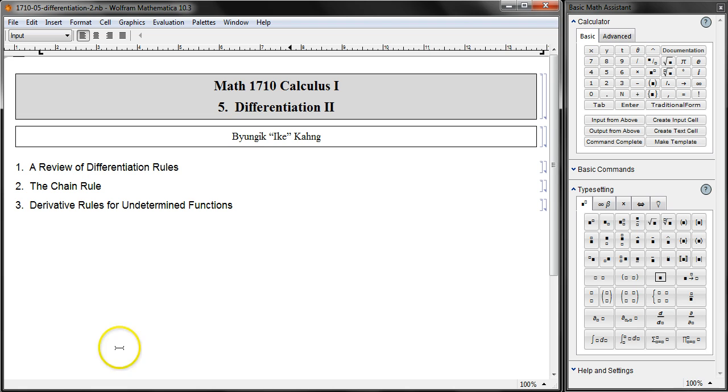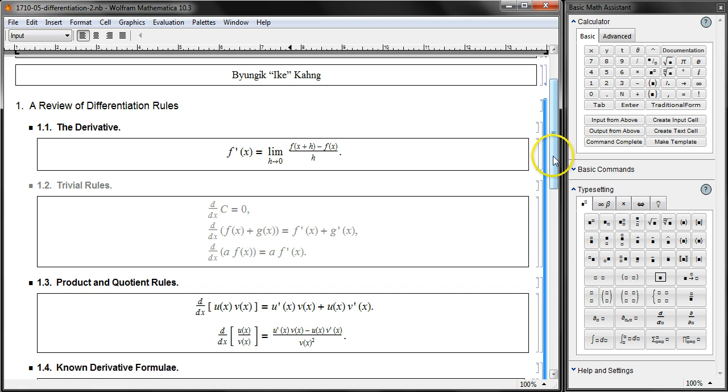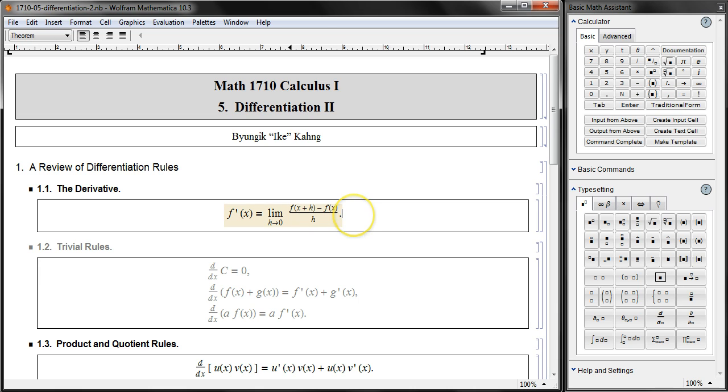Okay, here we go. Let's begin with a review. This is the definition of the derivative, the Newton quotient, f of x plus h minus f of x, which is basically rise, the difference of y coordinate, over h, which is run, the difference of x coordinate. Taking a limit, you have instantaneous rate of change, or the slope of the tangent line. Some trivial rules: the derivative of a constant is 0. Yes, the derivative of a horizontal line is 0. The slope of a horizontal line is 0.